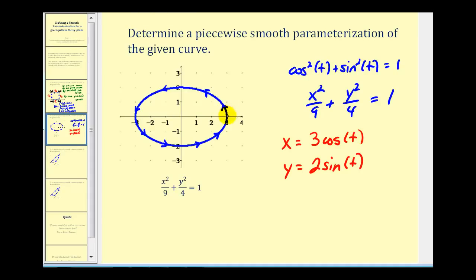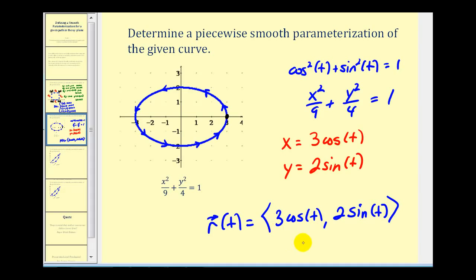And if we trace out this curve starting here and going around the ellipse, we could let our vector valued function have an x component of 3 cosine t and a y component of 2 sine t for the given curve, where t is on the closed interval from 0 to 2 pi. We should be all the way around the ellipse. Let's go and take a look at one more.